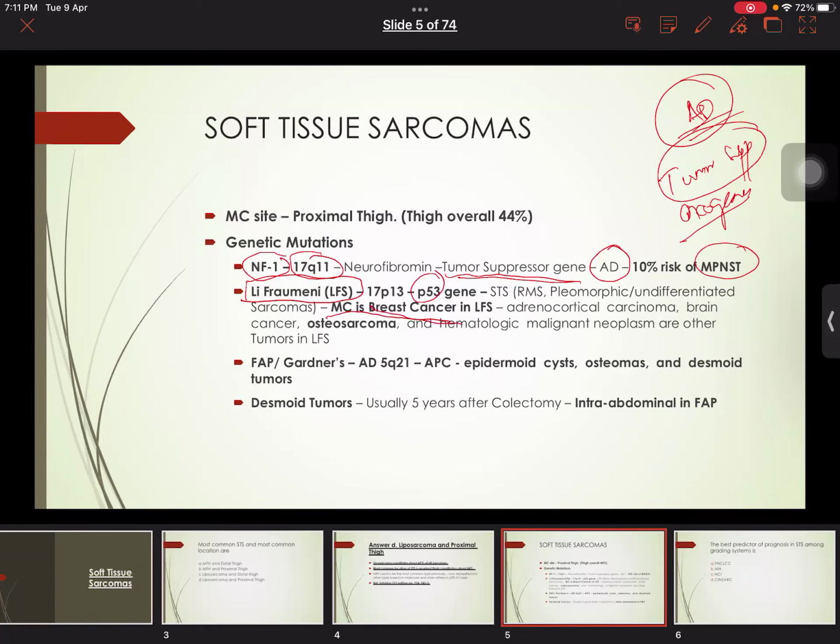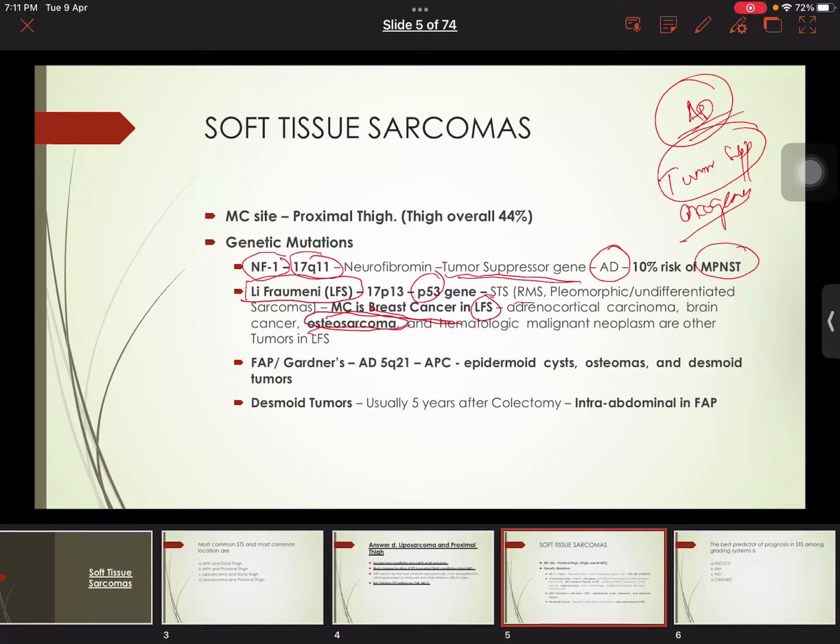So this is a question that has been asked: which is the most common cancer associated with Li-Fraumeni syndrome? The answer is breast cancer. And again, if you take up sarcomas, the most common sarcoma which is associated is also not soft tissue. It is the osteosarcoma, which is the most common sarcoma which is associated.